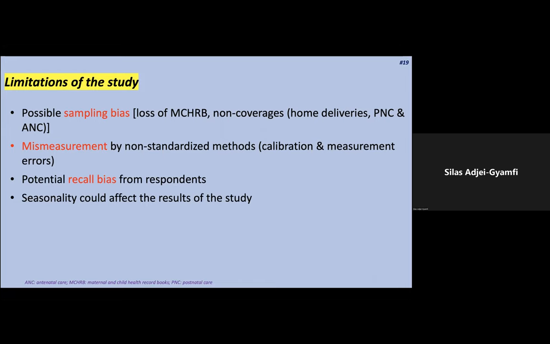The season in which the data was collected, which was a dry season in Ghana, could also affect the results of the study because during this season, most of the mothers have infections, such as respiratory infections, which could affect their nutrition and definitely affect the outcome of the baby's weight.